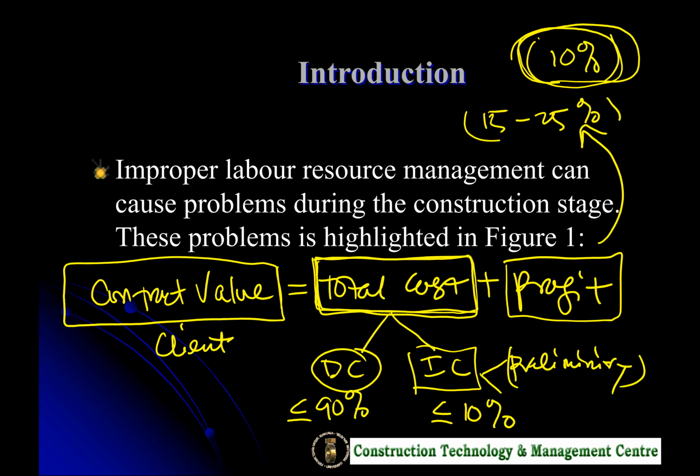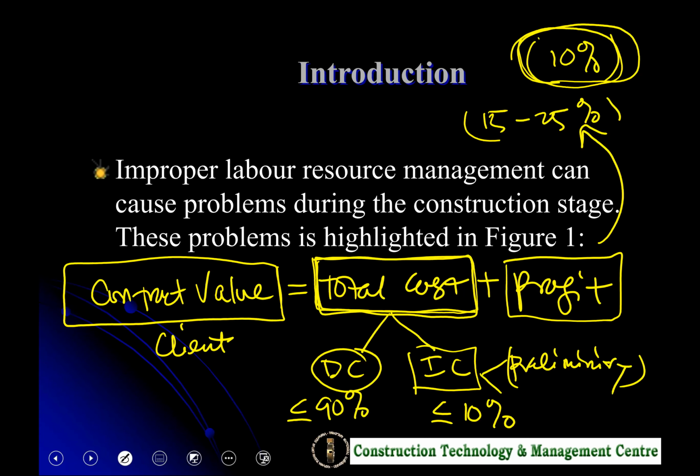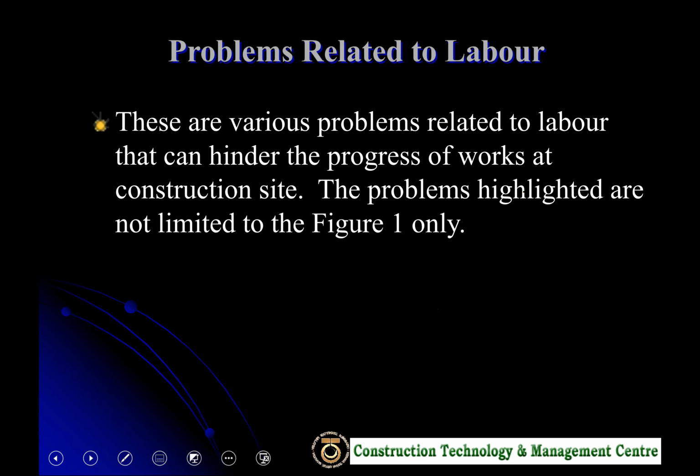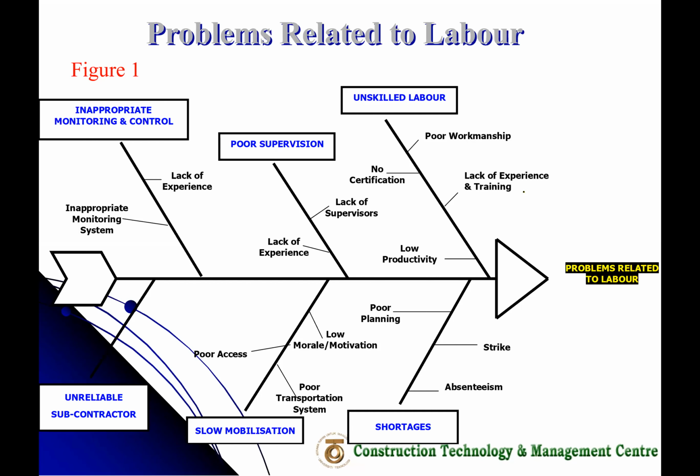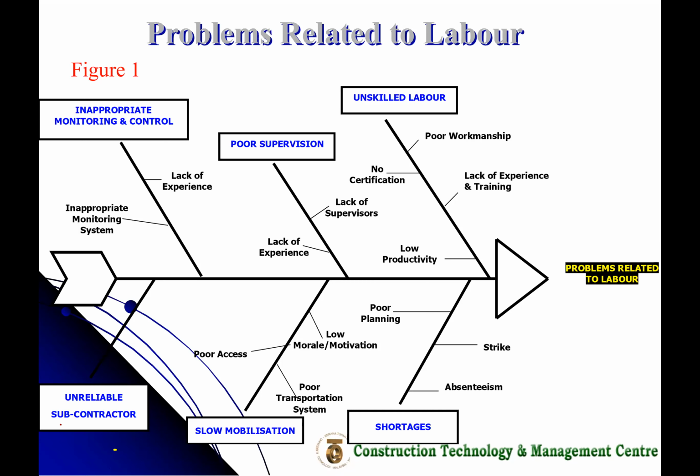So just imagine, if the cost of the manpower is around 30%, that is a huge amount that you need to manage. So you need to manage everything. Otherwise, you will end up losing. That is the issue: problems related to labor. What could be the problem? We can sum up the problem in our fishbone diagram here. Okay, let's take a look at what could be the issues.